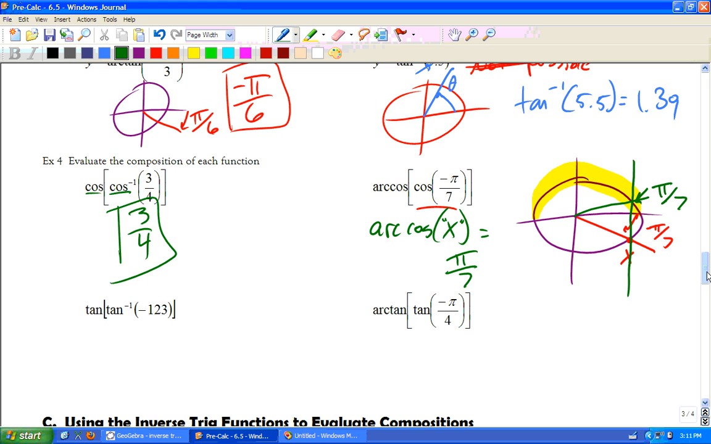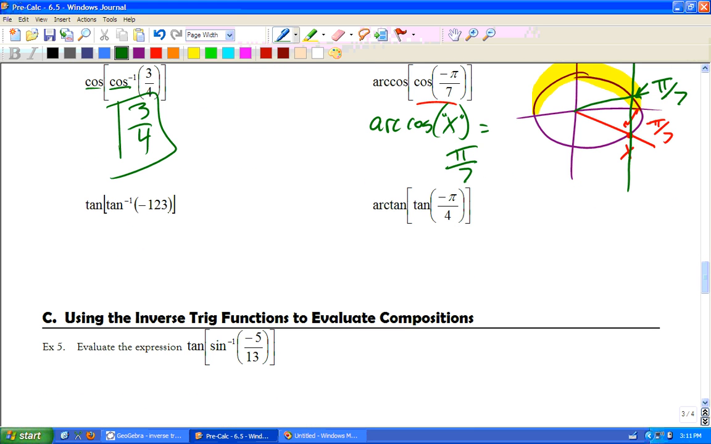Next, the tangent of tangent inverse of negative 123. We have no restrictions on the input into the tangent inverse, so the tangent and the tangent inverse cancel. And finally, we get the arctangent of the tangent of negative pi over 4. Our restrictions for tangent inverse are between negative pi over 2 and positive pi over 2. Negative pi over 4 falls well within our domain, so we know that arctangent and the tangent cancel, and we're left with negative pi over 4.